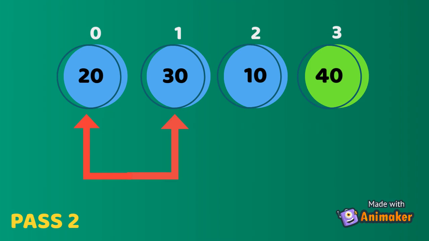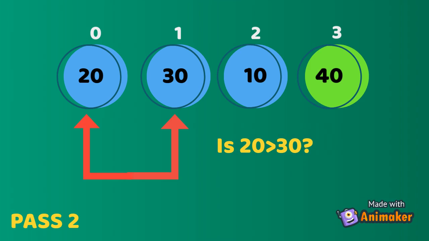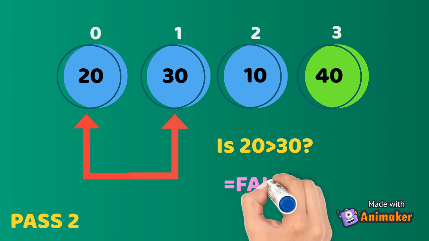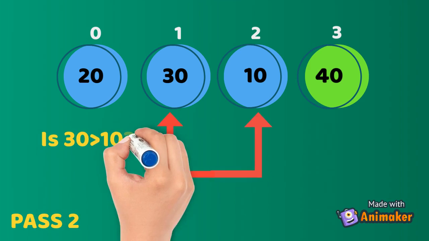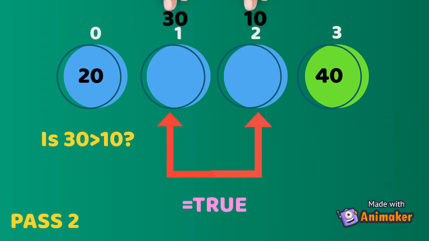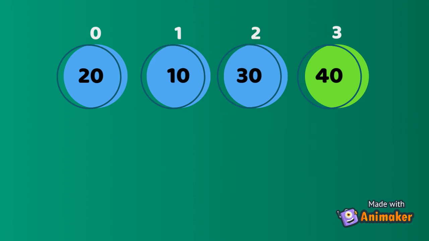This is the second pass, where we are going to compare the first element to its adjacent element and repeat the steps that we did in the first pass. But here 40 is excluded in swapping and comparing, since it is in its right position. Is 20 greater than 30? It is false, so we're going to move next. Is 30 greater than 10? It is true, so we are going to swap 30 and 10. We are now going to proceed to our next pass, since 30 reached its highest position, or right position.